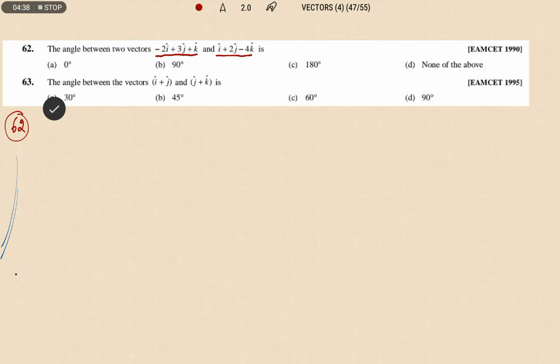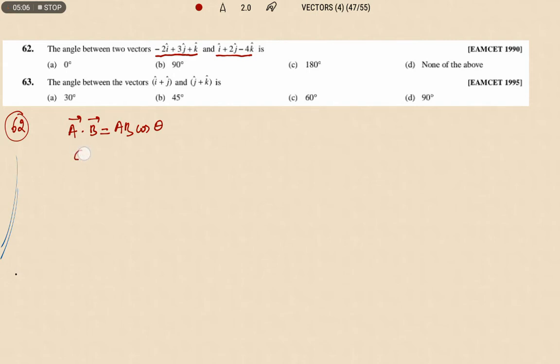If two vectors are given, we can write A bar dot B bar equals AB cos theta. Sir, why are you taking the dot product directly? Why can't you go with the cross product? Yes, you can go with the cross product also. You are going to get the same result. We will do it with both methods. With the dot product we will find the angle, and with the cross product also. Let us check whether the angles are the same or not.